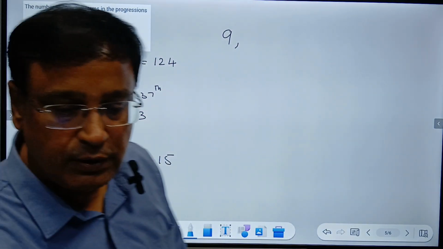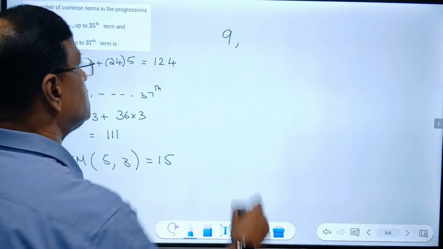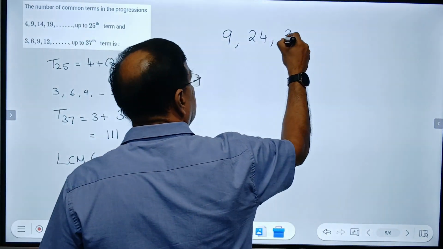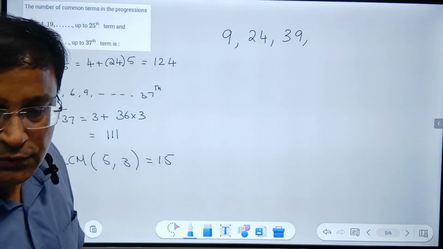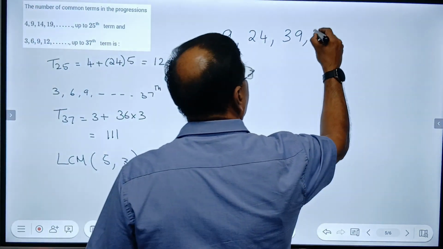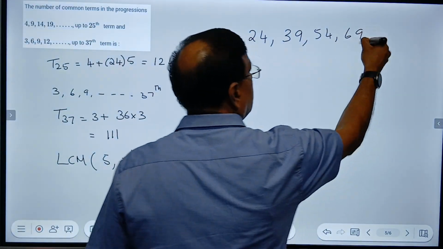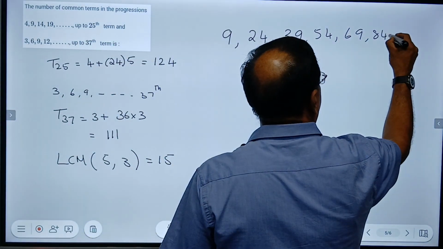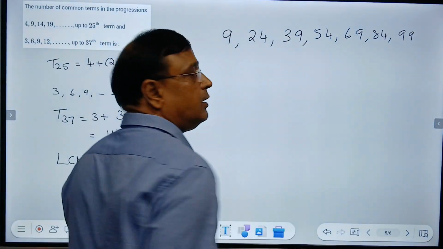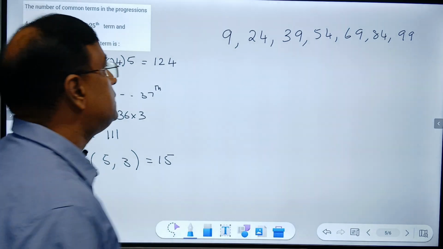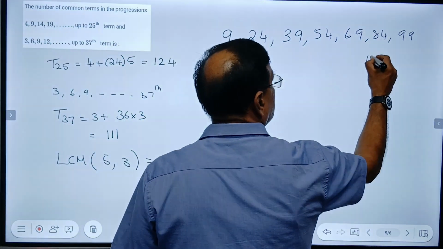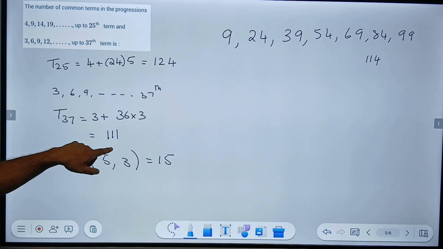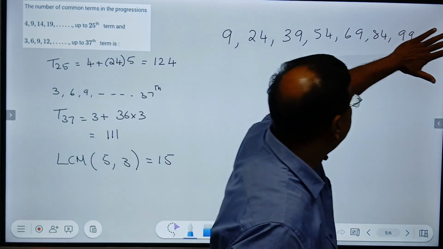When you add plus 15, what do you get? If you add plus 15, it gets 24. Again add plus 15, you get 39. Again add plus 15, you get 54. Then it is 69. Again you add, you get 84. Again you add, it is 99. Again if you add, I think it will be 114. But your 37th term is only 111, so you can't go to that. So this is the end.